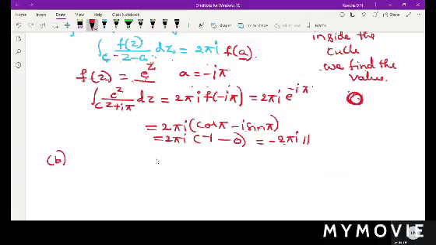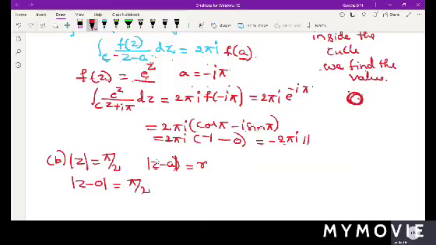Next, modulus of z is equal to π/2. Compare with modulus of z minus a is equal to r. Here modulus of z minus 0 is equal to π/2. Here a is 0, so (0, 0) is the center, and r is equal to π/2.